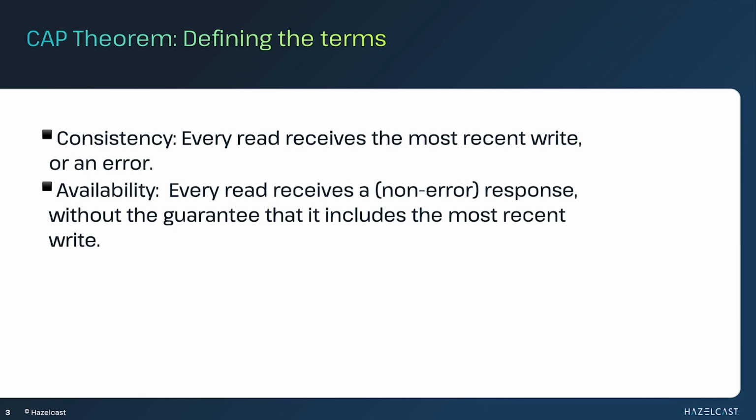Availability in CAP means that as long as some of our distributed nodes are up, a reader will be given a response. The returned data may be stale, but the system continues to be available and responsive.